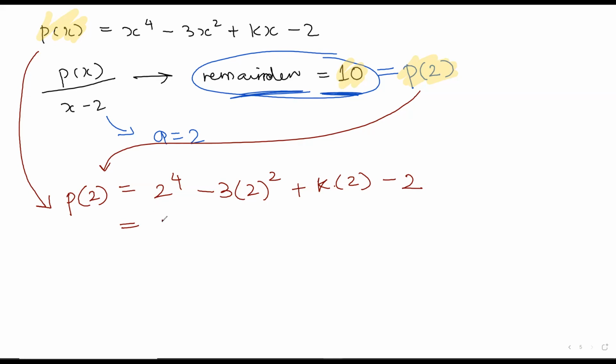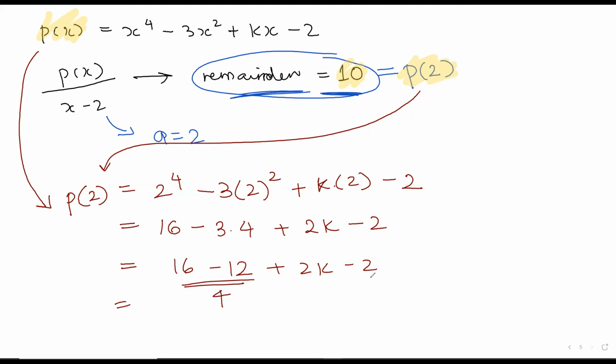Ma'am, 16. 16. Okay. And further? Ma'am, 3 into 4. Right. Then? Ma'am, plus 2K. Yes. Minus 2. Minus 2. Very good. So this is 16 minus 12 plus 2k minus 2. So 16 minus 12 is 4, right? And 4 minus 2 is 2. So I'm just going to replace this whole thing with 2. So this is 2 plus 2k.